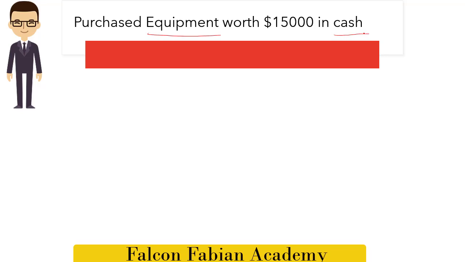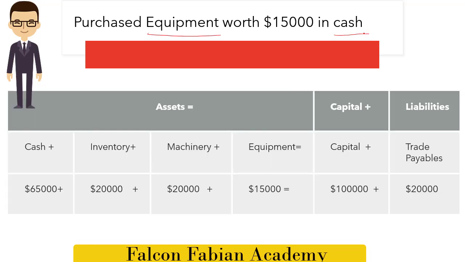Now let's have a look at the accounting equation. So again, you will be drawing this table for this transaction. So now here one more asset has come into the business. So under asset, you need to put one more column over here. So now the business has four assets: cash, inventory, machinery, and equipment. And under capital, it is capital. And under liabilities, it is trade payables.